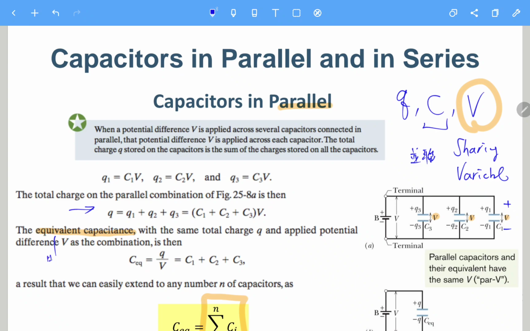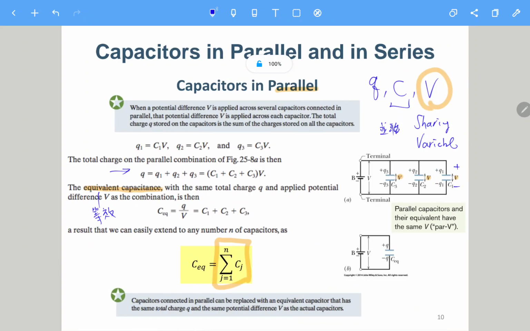Then we consider the equivalent capacitance. Equivalent means 等效, which means if we replace all three capacitors by a single capacitance, CEQ, the equivalent capacitance, everything should look the same. So this Q should be the total Q, Q1 plus Q2 plus Q3. If we don't change V, then Q over V shouldn't change at all.